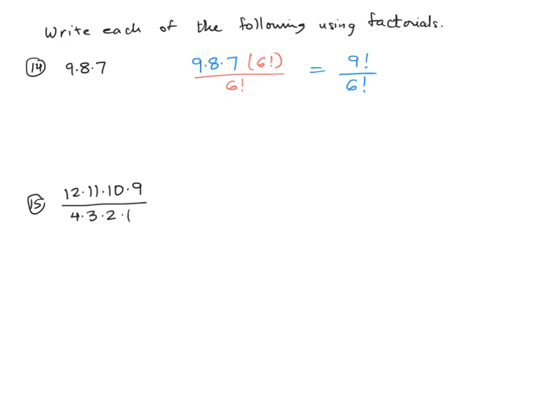Same thing with the next one. Really, it's 12 times 11 times 10 times 9. And then let me copy the bottom, 4 times 3 times 2 times 1. And then to complete the factorial on the top, I need an 8 factorial because it's all the way down to, already got to 9. So I'm going to multiply by 8 factorial on the top and also 8 factorial on the bottom. And so really the numerator now is 12 factorial. The denominator is now 4 factorial times 8 factorial.